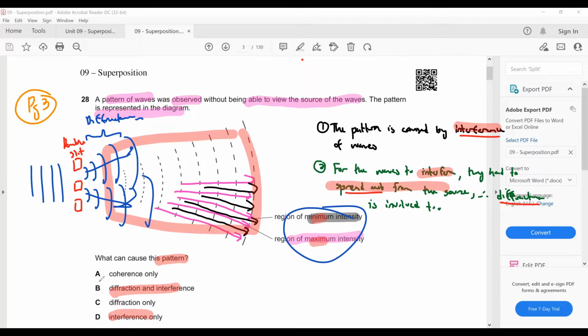So the correct answer for this one is diffraction and interference. Interference is correct, but it's not the full answer. It is diffraction and interference. All right, so the answer is B.